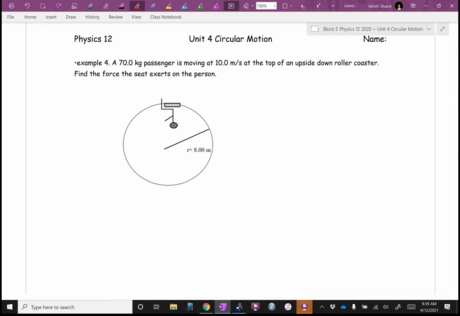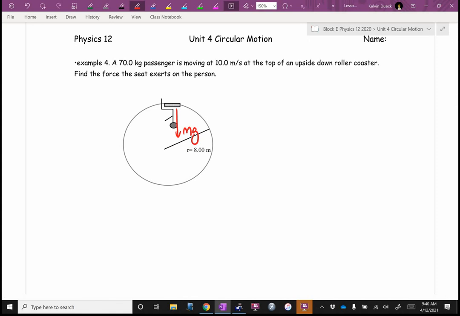What force is this question really asking me to find? What is the force that the seat exerts on a person called? Normal force, okay? Well, this is a job for a free body diagram then. What are the forces acting on this person? Get the obvious one. Which way? Okay. What else? Which way?